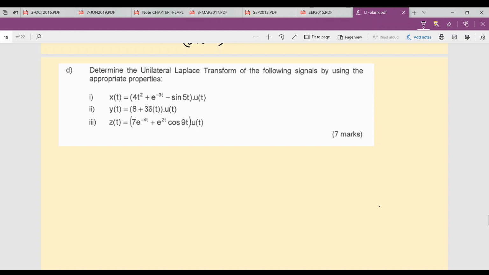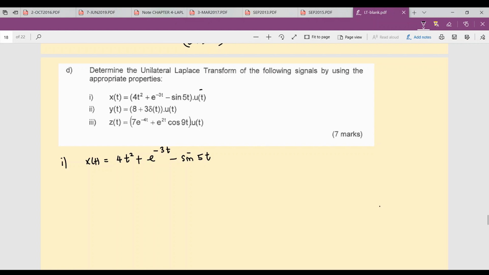Determine unilateral Laplace transform of the following signal by using appropriate properties. Okay, nombor 1. Dia senang je ni. Okay. Nombor 1, xt adalah 4t square plus exponent negatif 3t minus sin 5t.